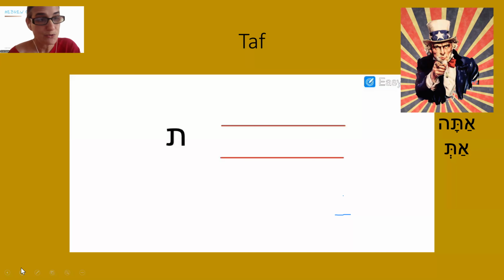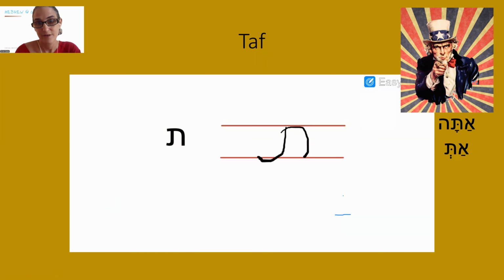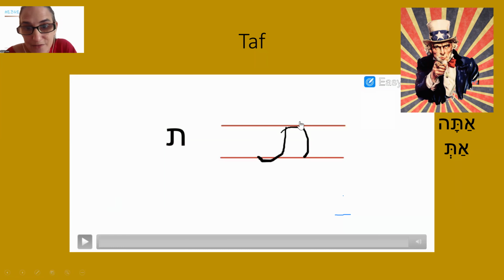Okay, moving on to the taf, which is the final letter in the alphabet. So we have this expression me aleph ad taf, from aleph to taf, meaning from beginning to end. So I'm teaching you the alphabet me aleph ad taf, from the beginning to the end. And the taf, you see, is kind of half a circle and then another handle. Let's see it again. Print and script are fairly similar here.